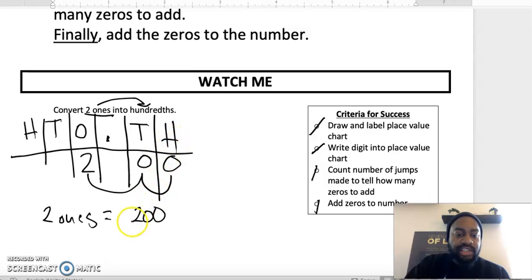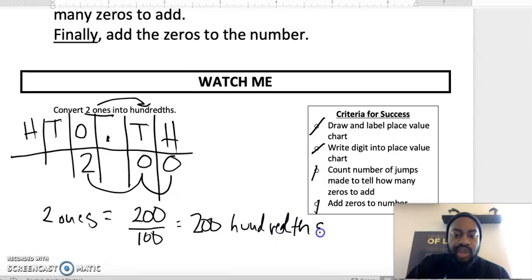What place value did I jump to? Hundredths. So if I have two ones, I can break that up into 200 of these little itty bitty hundredths.